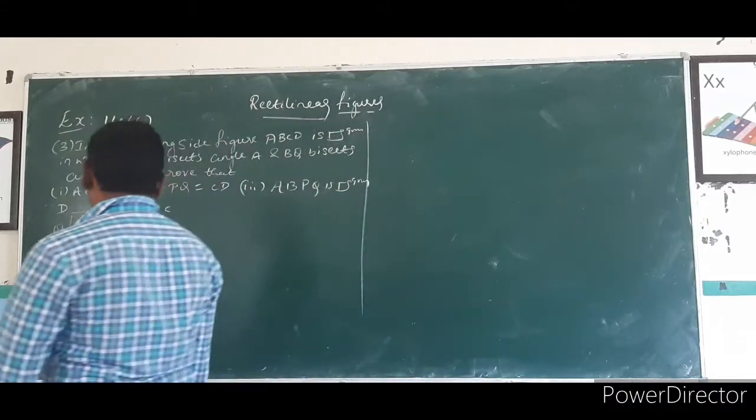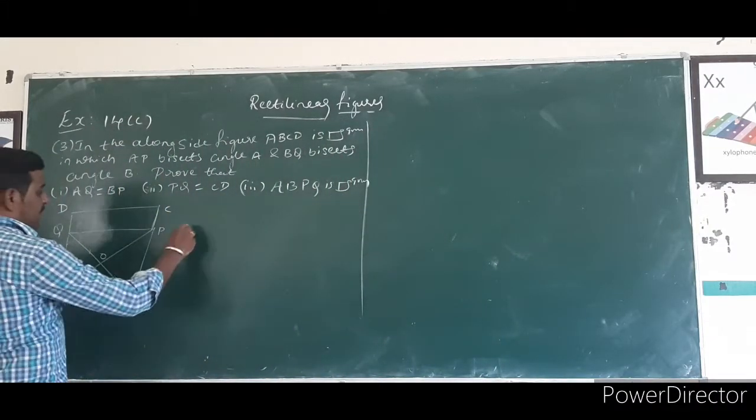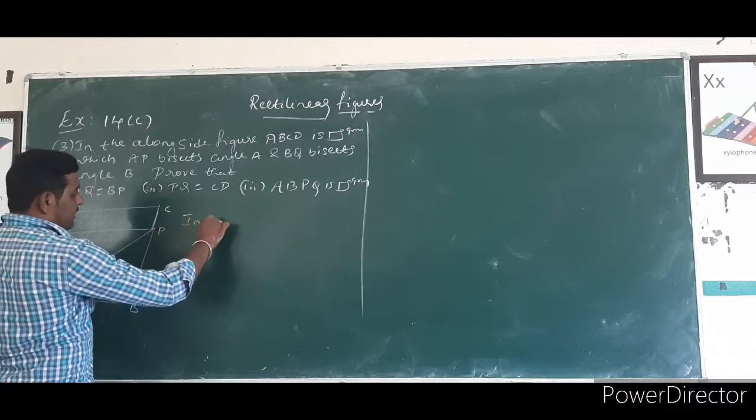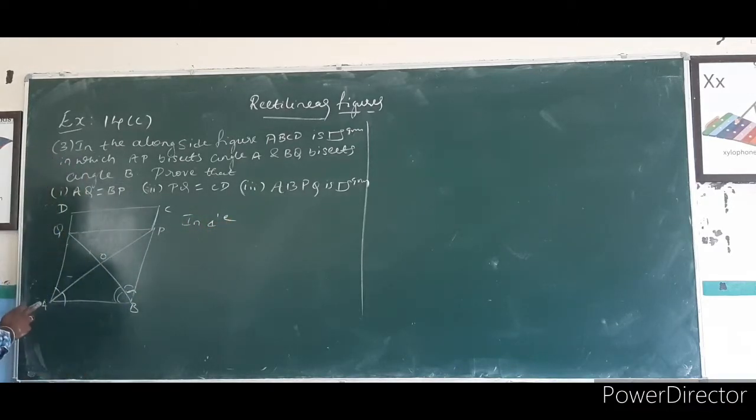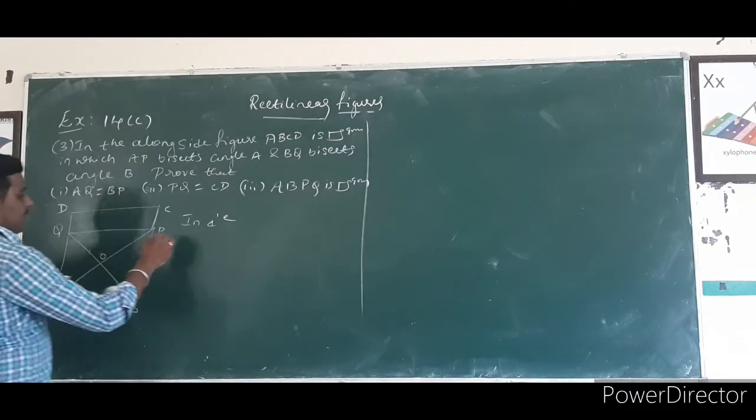So here, first I am considering the triangle. In the triangle, first what you have to prove? AQ and BP are equal. So first, what are they given?